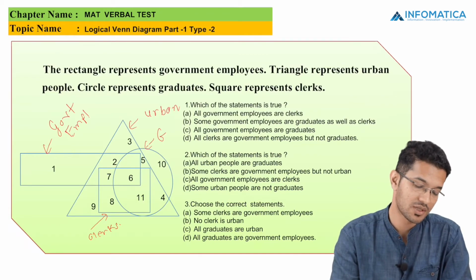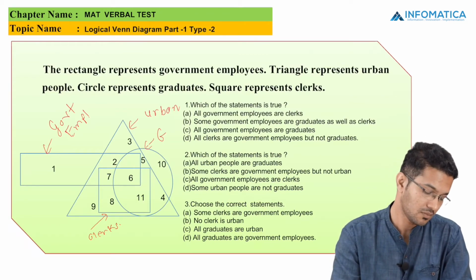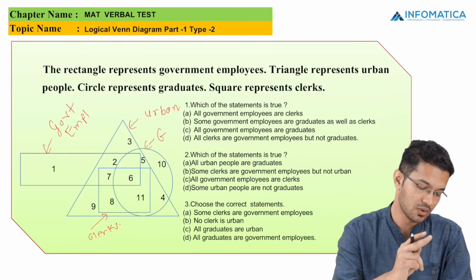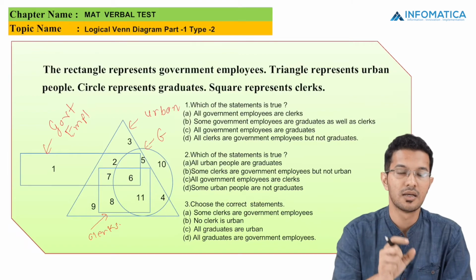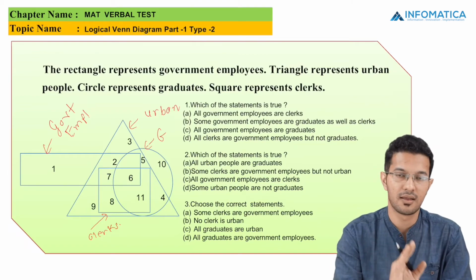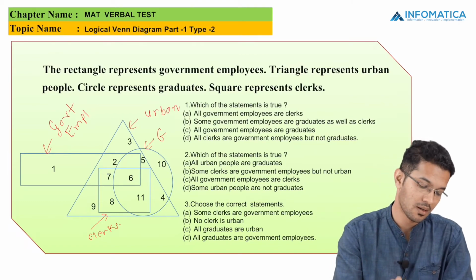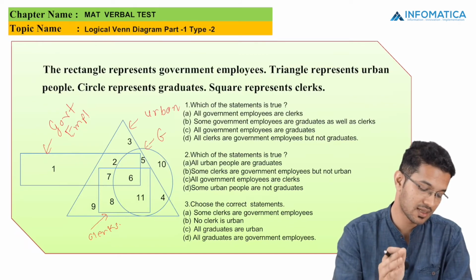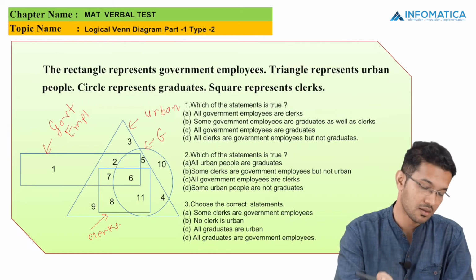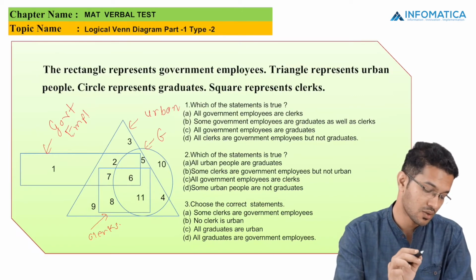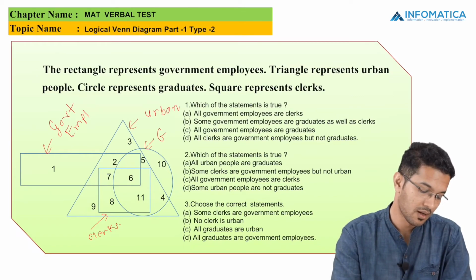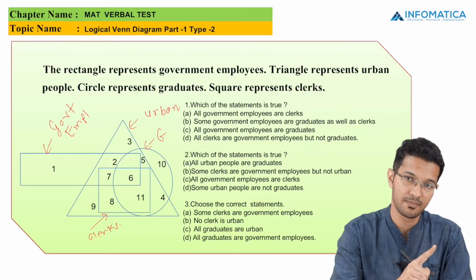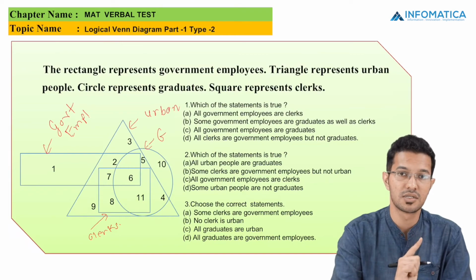Now if I talk about some government employees, it is from number 1, 2, 7 and 6. These are the numbers which are inside the rectangle. Now these are graduates. Now graduates is nothing but inside the circle. So if I look at the circle, I will have number 6 which is inside the rectangle as well as inside the circle.